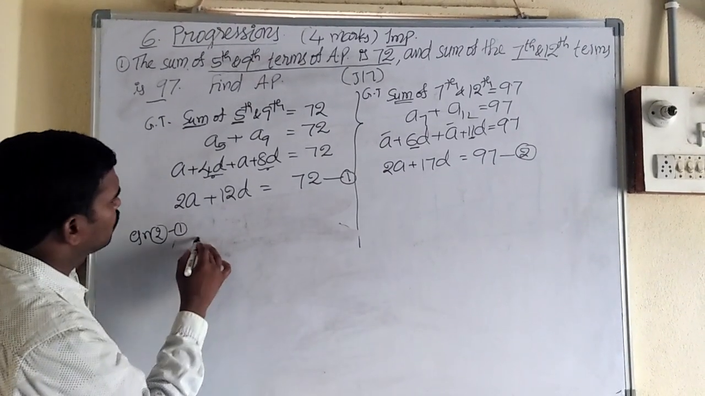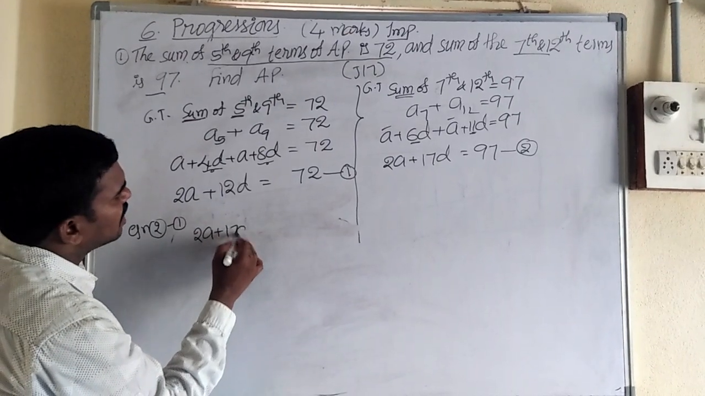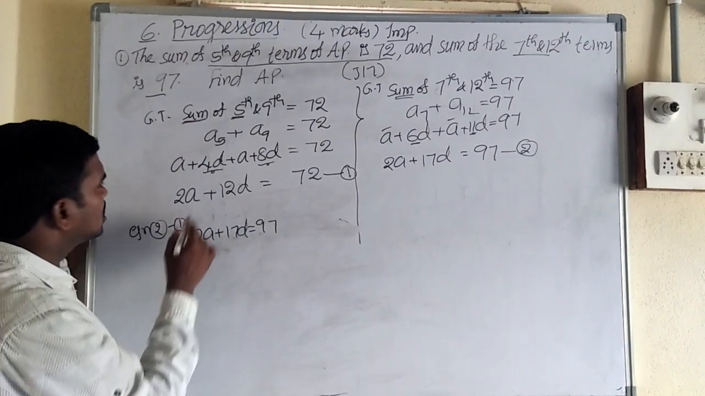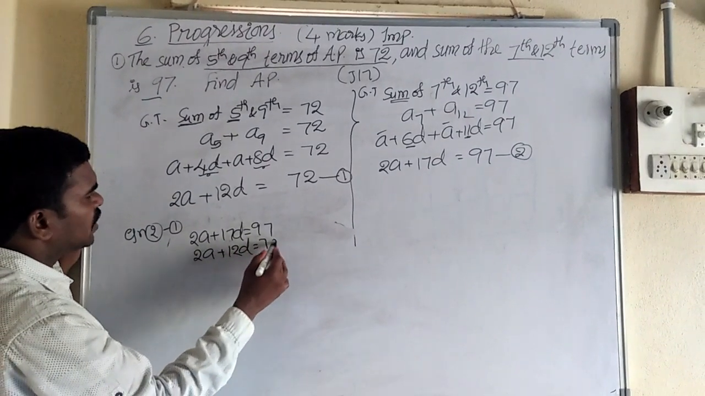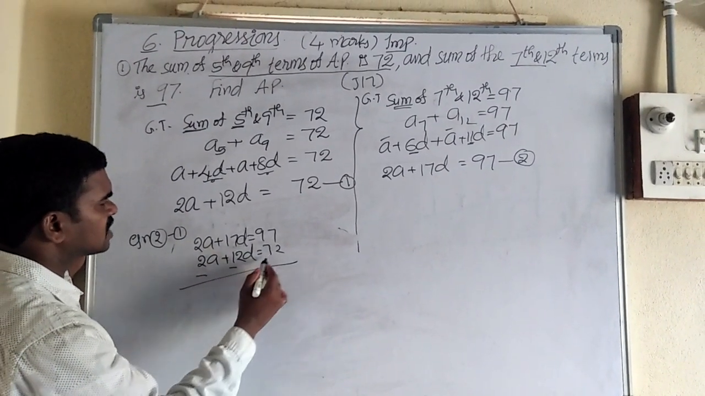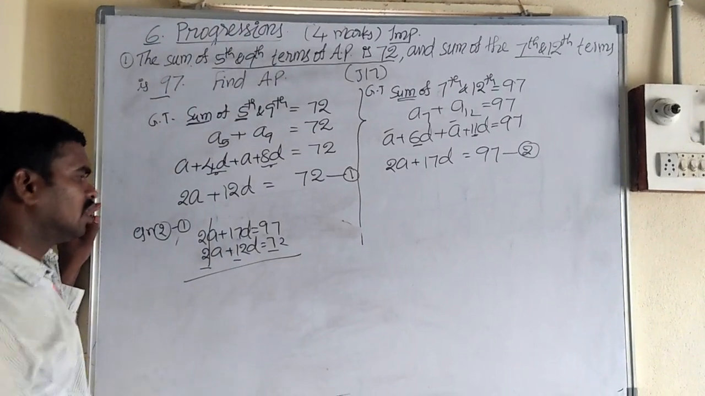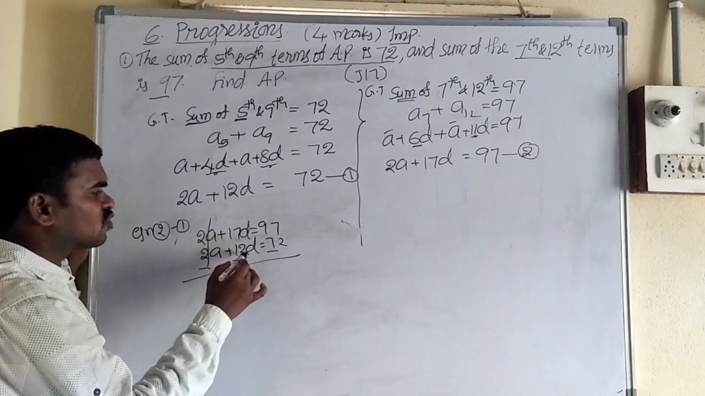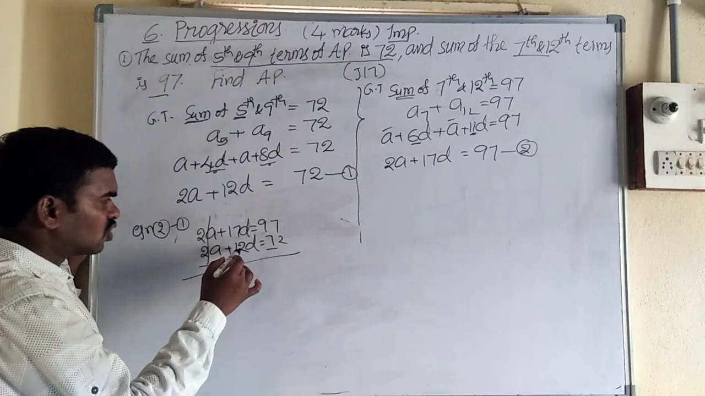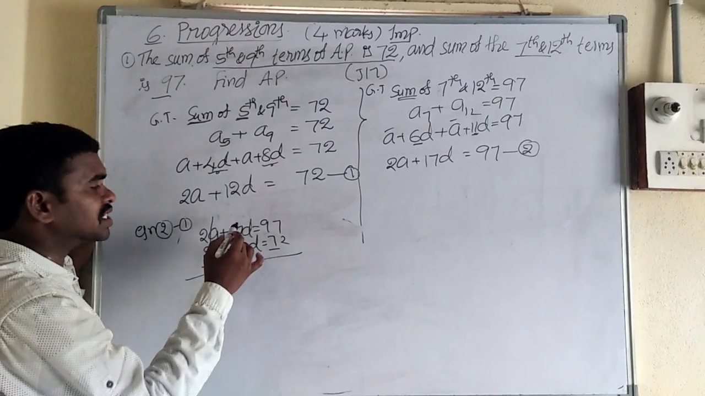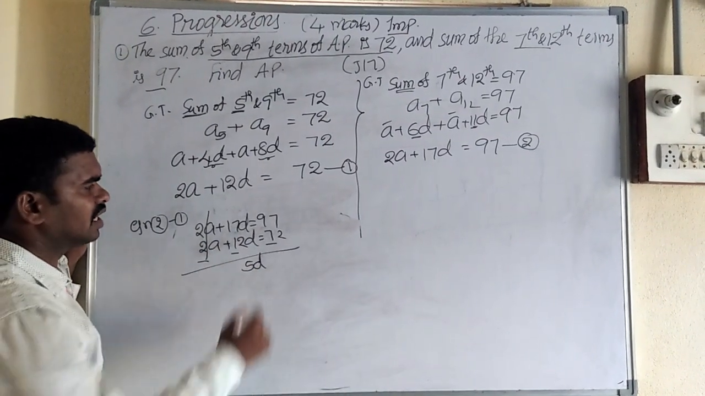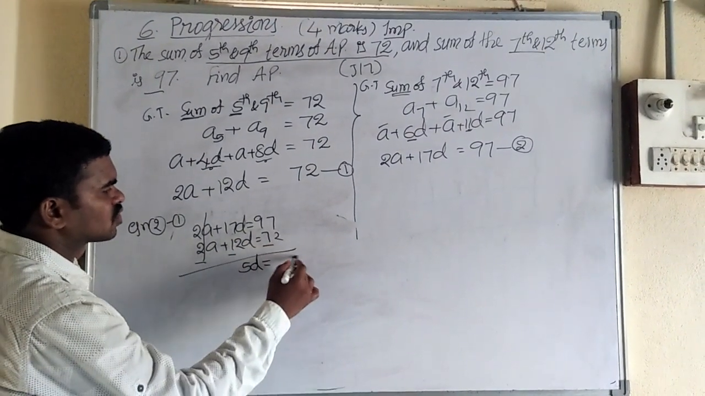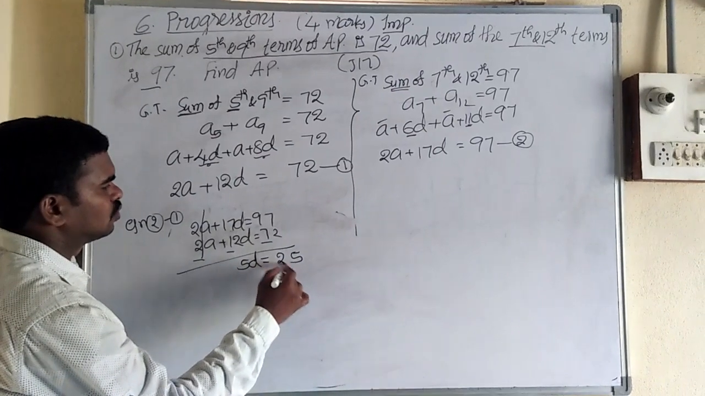So what is equation 2? 2A plus 17D is equal to 97. What is equation 1? 2A plus 12D equal to 72. I am subtracting, minus minus minus. Both 2A are cancelled. Now 17D minus 12D. Subtracting 12D from 17D becomes 5D, and on the right side 97 minus 72 is 25.